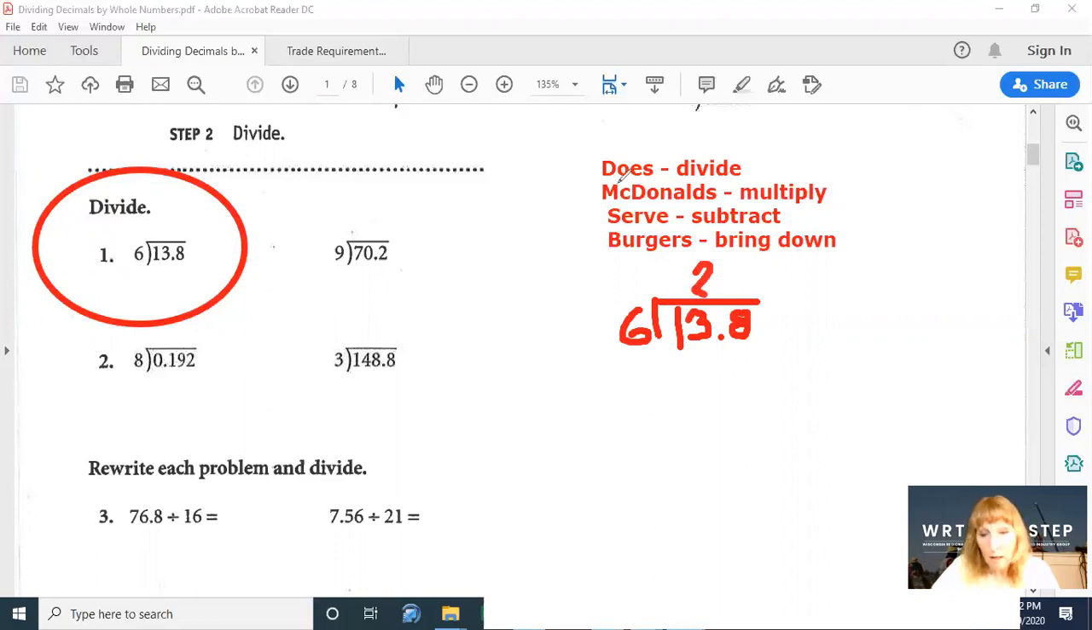Then I'm going to do my McDonald's or my multiply. 2 times 6 is 12. And write that below the 13. Draw a line. And serve stands for subtract. Now I'm going to subtract 13 minus 12. That's going to give me 1. And burgers stands for bring down. I'm going to bring down my 8.